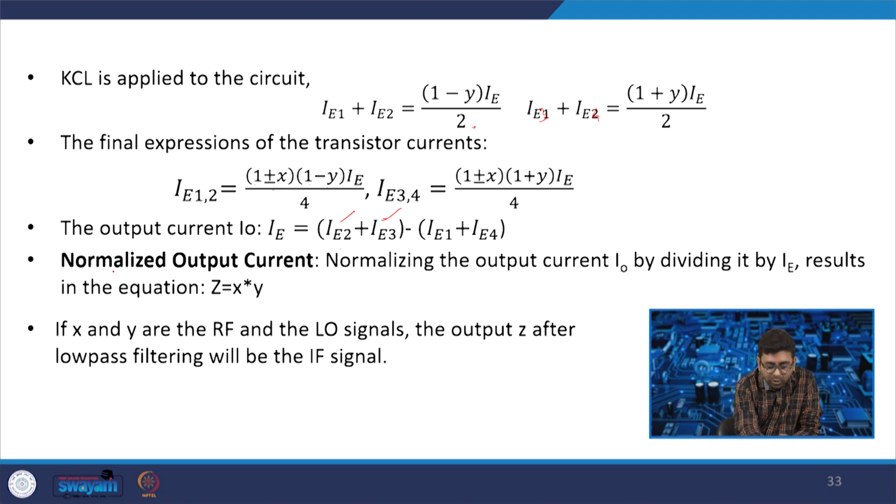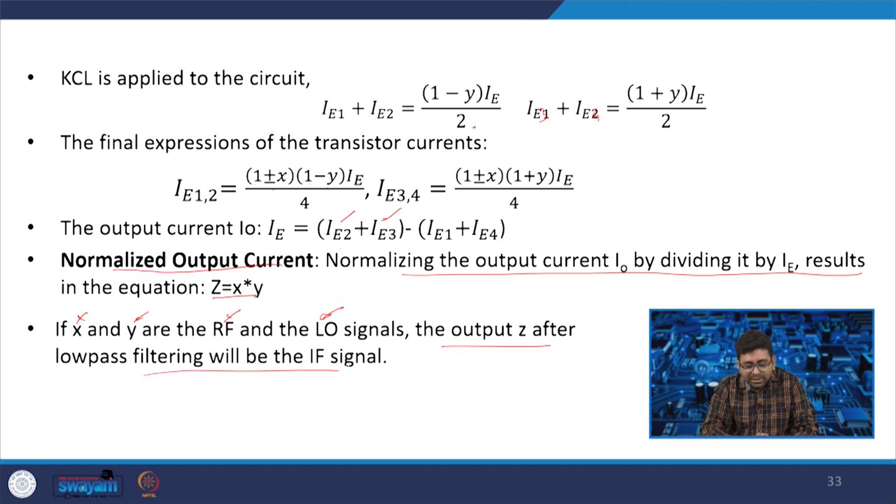If you normalize the output current I_o by dividing it by I_e, you will get an output which is x into y. So, our final aim is to multiply V_x and V_y, and that we achieved using this configuration. Now, here you can use the x signal as an RF signal and the y signal as an LO signal, and you will get Z, which, if you use a low pass filter, is an IF signal.